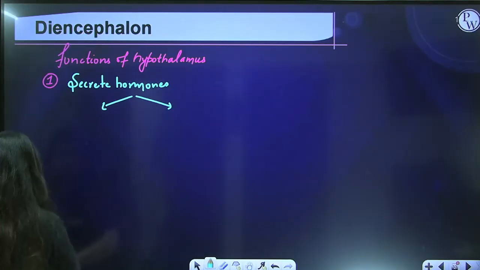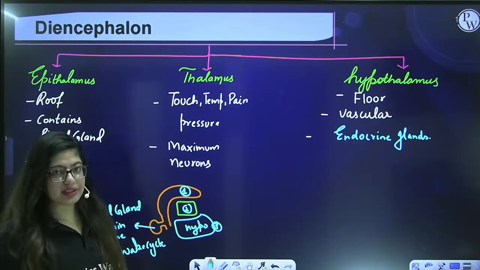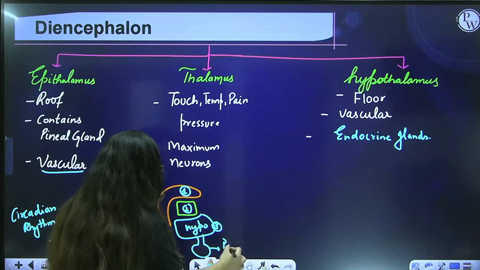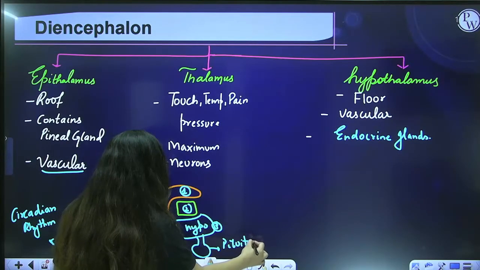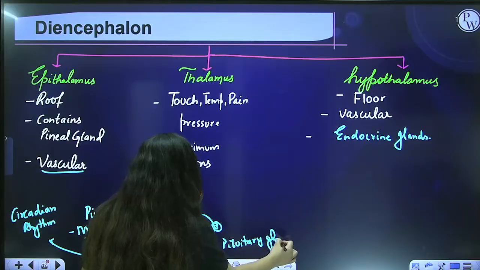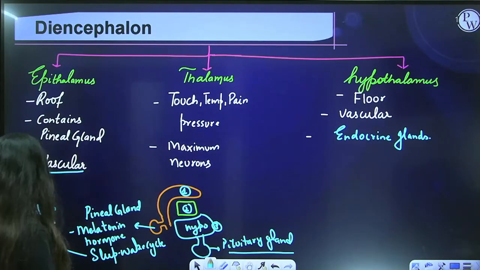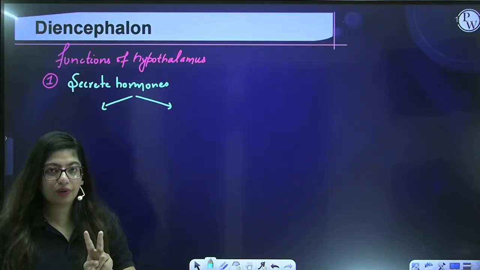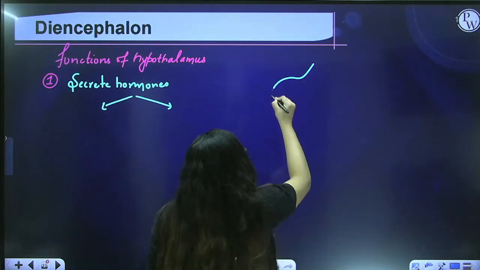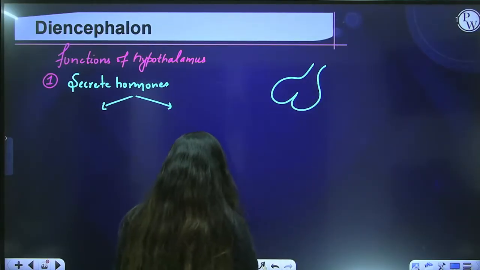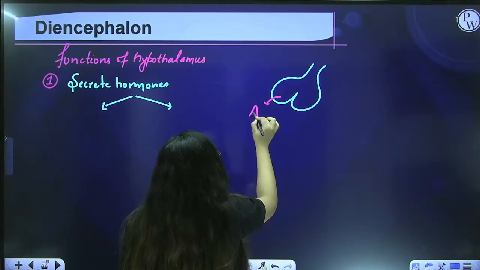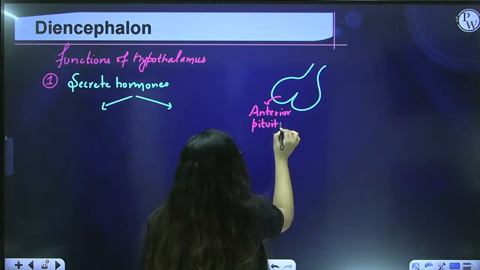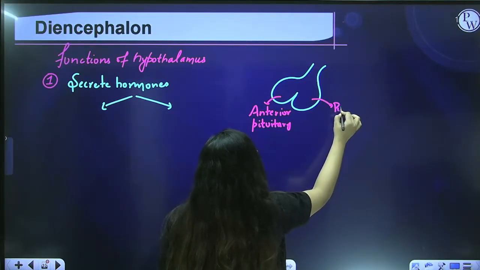For that, first let me tell you, if this is the hypothalamus, it is connected to a gland known as the pituitary gland. Which gland? The pituitary gland. The epithalamus contains the pineal gland; the hypothalamus is attached to the pituitary gland. Now, the hormones secreted by the hypothalamus are of two types. The pituitary has two areas. This is the anterior pituitary, and this one is the posterior pituitary.